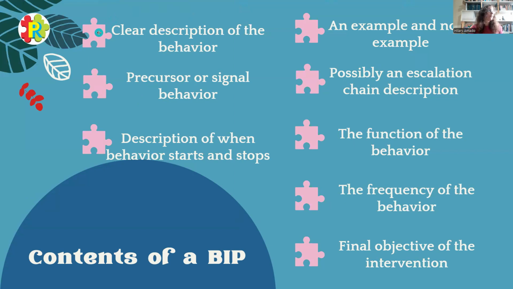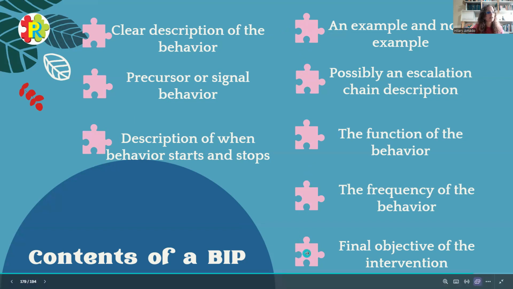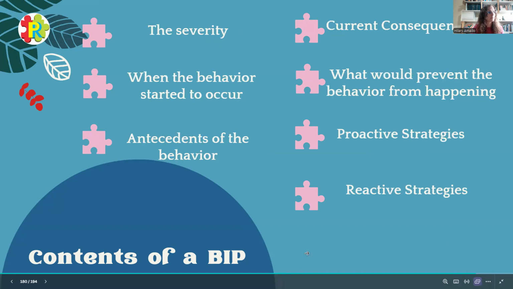We want to have a clear description of the behavior. We want to know what the precursors or signal behavior might look like. We want a description of when the behavior starts or stops. We want to see an example and non-example of the behavior, possibly an escalation chain description. We want to know what the function of the behavior is, as well as the frequency of the behavior and the final objective of the intervention.